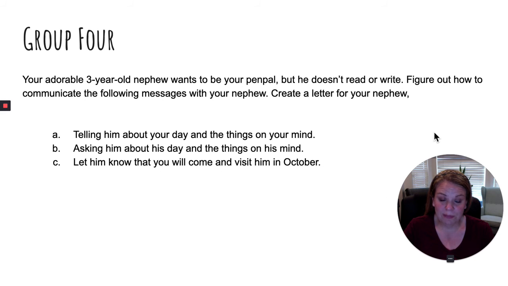Group 4. Your 3-year-old nephew wants to be your pen pal, but he doesn't know how to read or write. Figure out how to communicate the following messages with your nephew by writing a letter for your nephew. Tell him about your day and the things that are on your mind. Ask him about his day and the things that are on his mind, and let him know that you're going to come visit him in October.